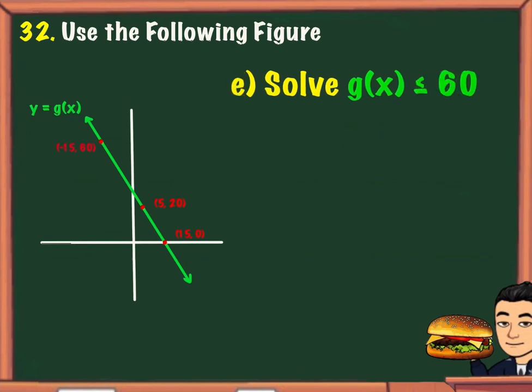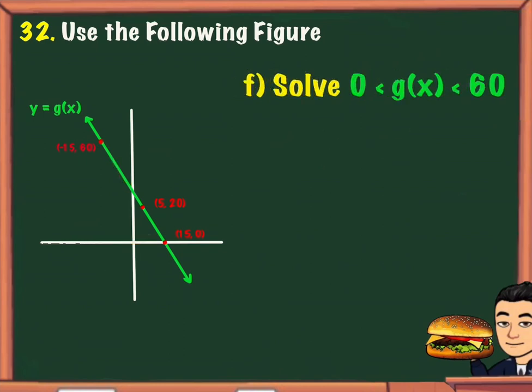Letter E, so the g of x is less than or equal to 60. This is when x is equal to negative 15. So 60 is going to go towards the right of the graph. So you're going to write a bracket, negative 15, comma, positive infinity with the parentheses. For F, you know that the g of x is going to be in between 0 and 60. So 0 and 60 are right here. That means that the x is going to be in between negative 15 and positive 15. So you can write negative 15, comma, positive 15.